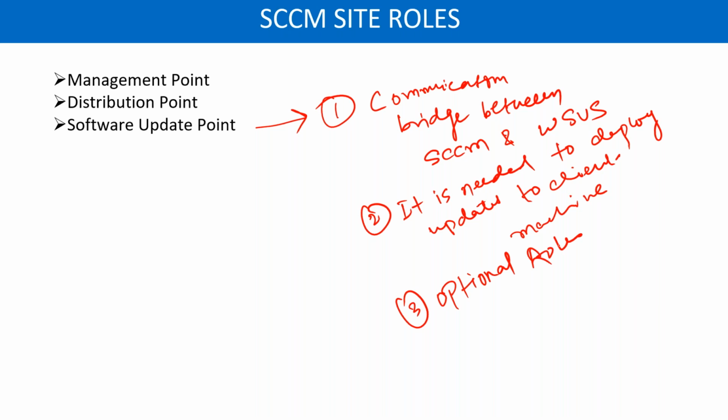Why is this an optional role? Because some companies are using WSUS to deploy updates. They are not integrating WSUS into SCCM. They are using just a standalone WSUS to deploy updates as well. Point number 4, where can you install this? You can install this role on a primary site server, a secondary site server, or any other Windows server. Got it?